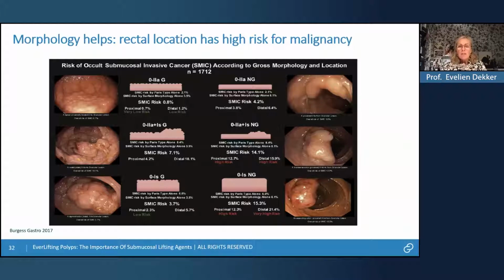And you can see here clearly in the lower end, in the rectum, when you detect a lesion that's non-granular, the risk of submucosal invasion is 15%. Whereas in the right-sided colon, it's only 4.2%. And when the lesion is granular in the right-sided colon, the submucosal invasion risk is only 0.8%. So this also should guide you a little bit in planning your resection strategy.